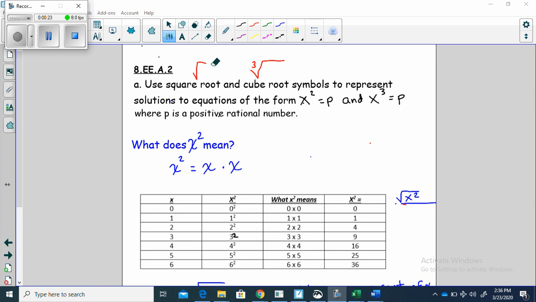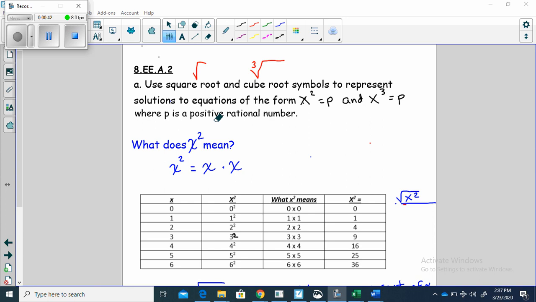The square root symbol looks like this. There's no 2 on it. We know this is square root. The cube root symbol uses the 3 to make sure that we know the difference between the cube root and the square root. X squared means you've got a 2 to it. X cubed, that's what the 3 means.